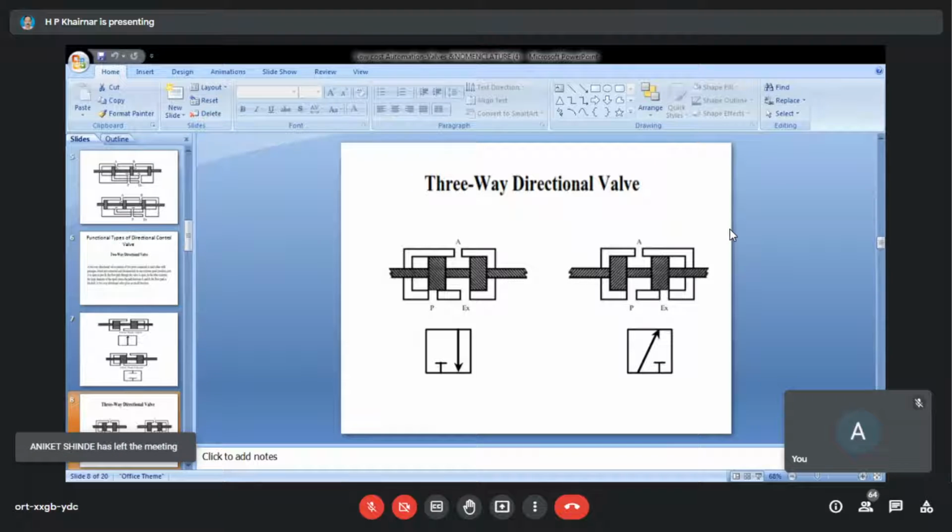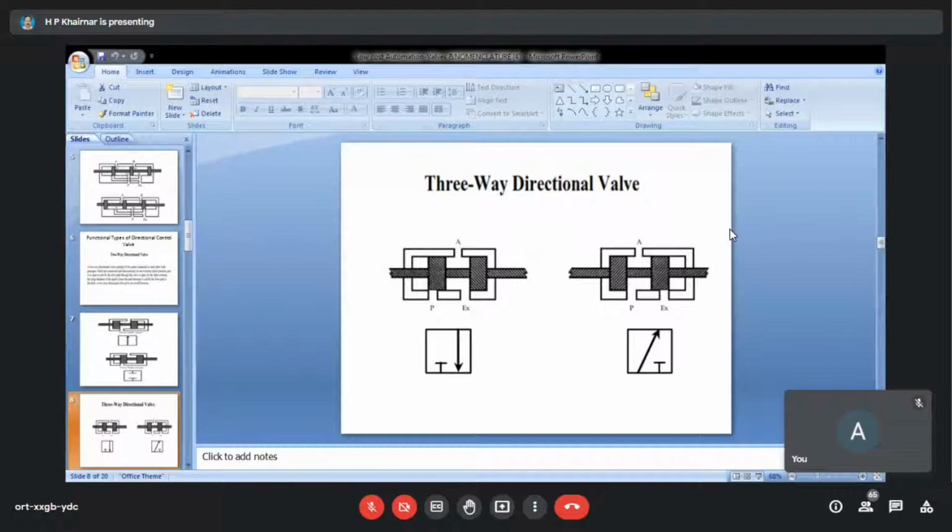The inlet is shut off, and it is allowed to pass through exhaust. Then there is another diagram on the right side. You can see exhaust is blocked. So in that case, you can say P is connected to A, that is, inlet flow is there. Through A, that flow you are giving to the actuator, but exhaust is not allowed. So air is trapped at that point of time.